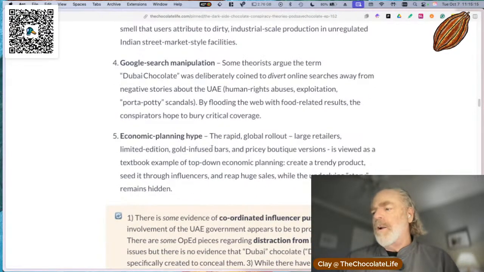The other final one is economic planning hype. So the rapid global rollout, large retailers, limited edition, all this sort of stuff is viewed as a textbook example of top-down economic planning rather than bottom-up social contagion. And it is, in my experience, when very large companies or governments try to do top-down planning around a consumer product, they're far less likely to be successful than a bottom-up viral contagion. So where we go. All right.